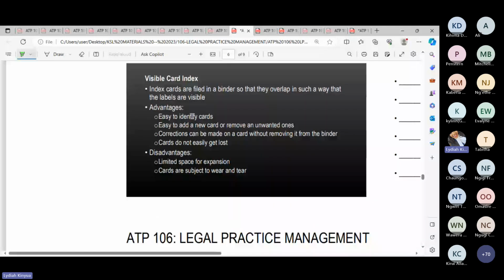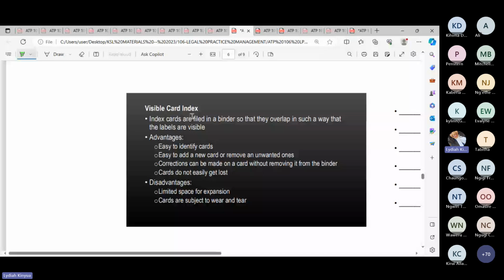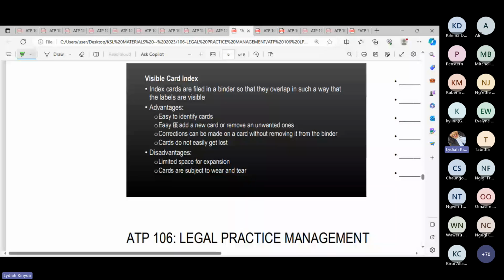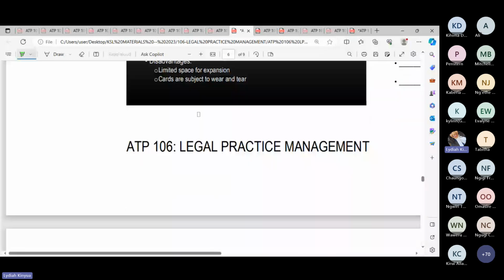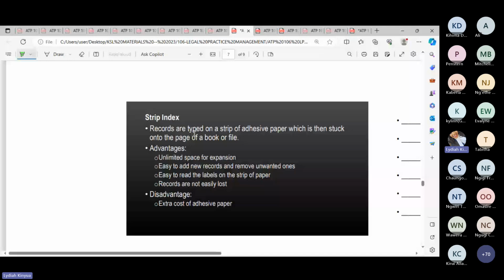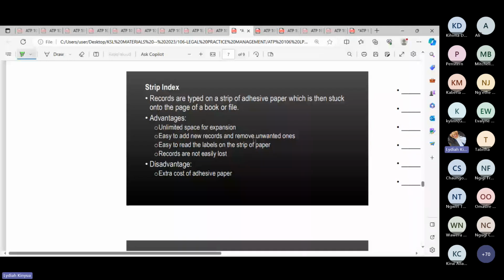So the cards are in a binder and they overlap each other and the labels are visible. So you're able to see A, you're able to see B. And then there is a strip index. A strip index is where records are typed on a strip of adhesive paper, which is then stuck on the page of a book. You see how you use a page marker? That's a strip index for you. You type those records on an adhesive paper that can stick, and then you stick it on exactly that page of the book where you have written, say, a plaint or verifying affidavit. So you stick on adhesive papers or page markers.